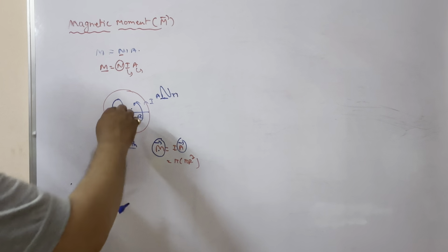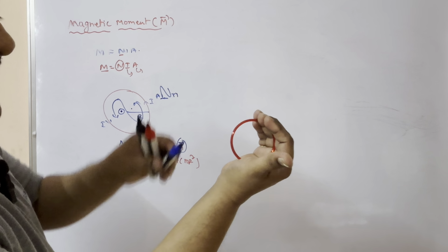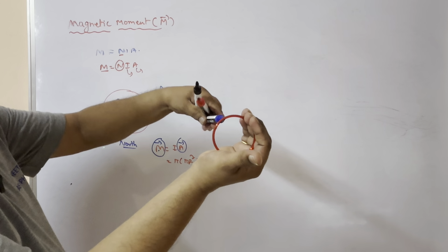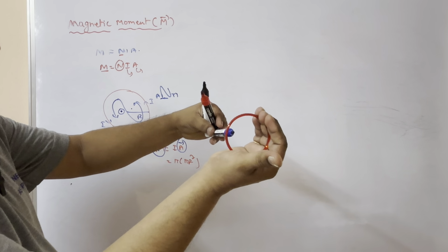So if you are taking a loop like this, on this side you will have south pole, and on this side you will have north pole. If current is passing like this, the thumb is going to be towards you, isn't it? So for you, this is acting as north pole for this side. If you are viewing from the other side, it is acting as south pole. So the direction of magnetic field is south to north. Therefore, the direction of magnetic moment is also south to north. We will say that direction is going to be away.